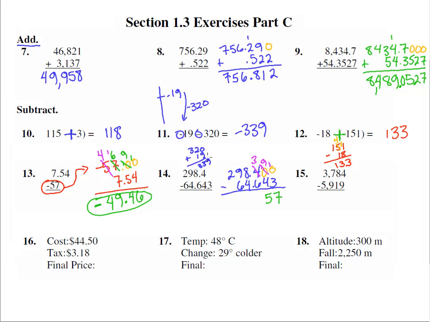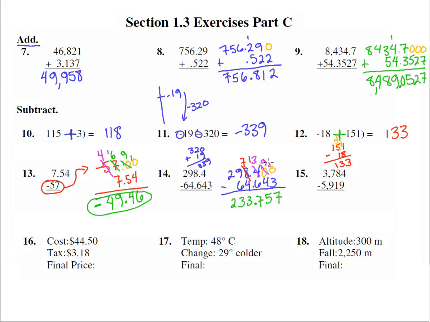3 minus 6, oh, we can't do that one. So let's do one more borrowing over here. Make that a 7, and that now becomes a 13. 13 minus 6 is 7. 7 minus 4 is 3. Decimal comes straight down. 9 minus 6 is 3. And 2 minus 0 is 2.